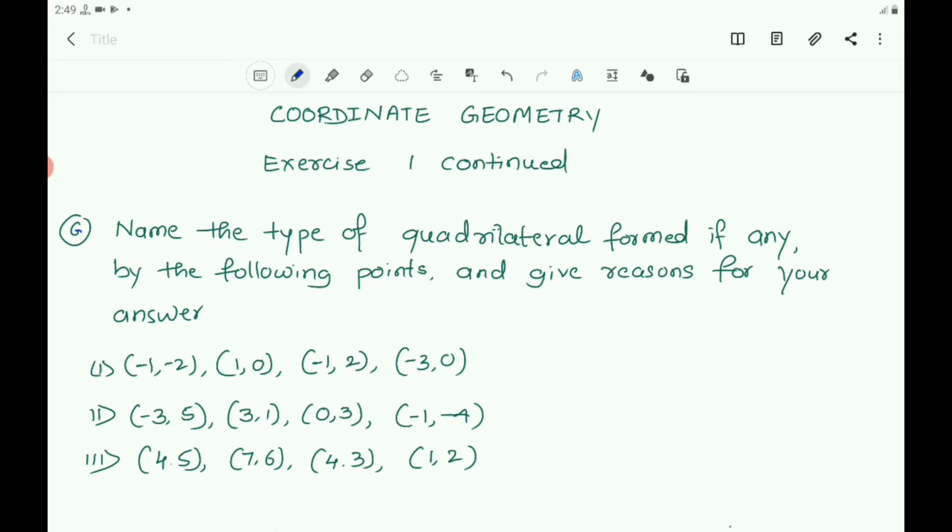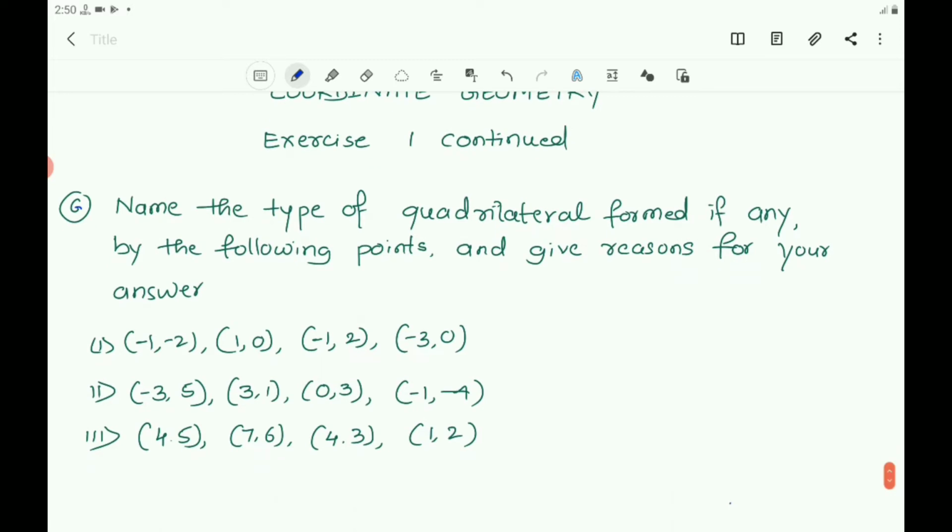Here we have to name the type of quadrilateral formed, if any, by the following points, and also we have to give the reason. 3 sets of 4 points are there, and we have to verify whether we will get a quadrilateral by joining these points in pairs. And if no 3 points are collinear, then there is a chance of getting a quadrilateral.